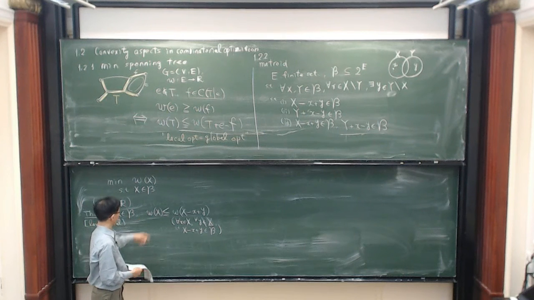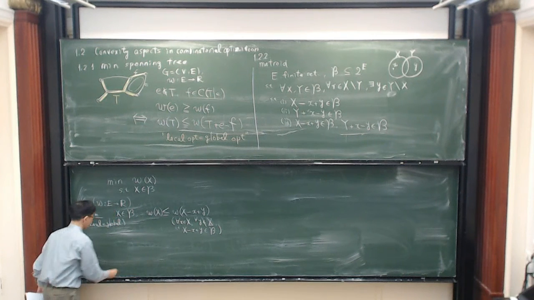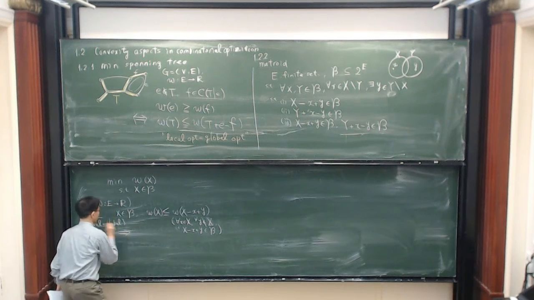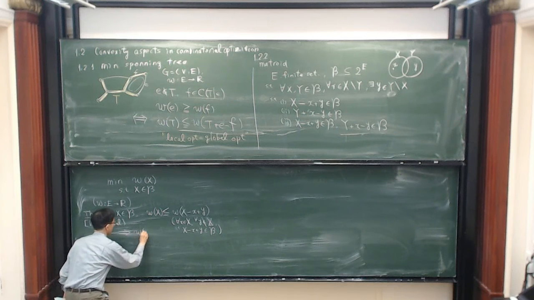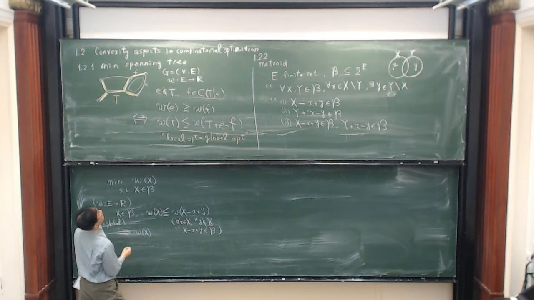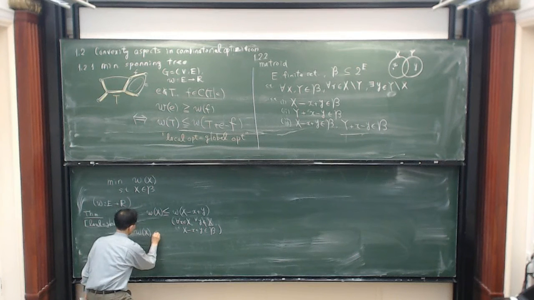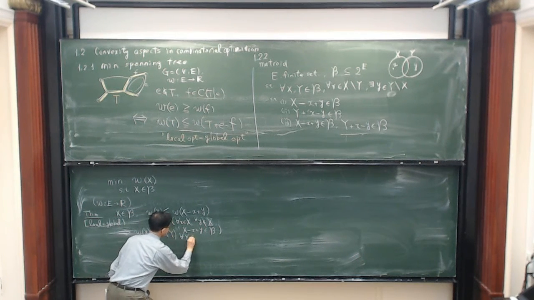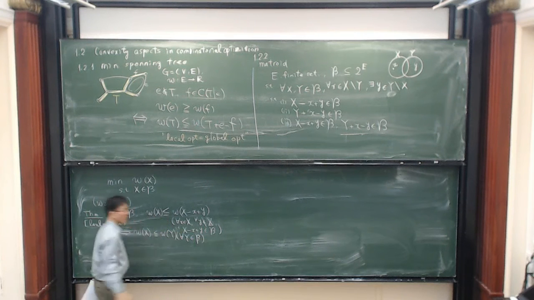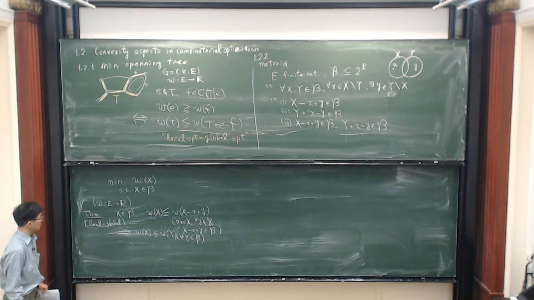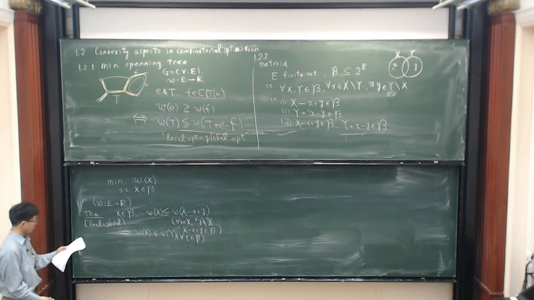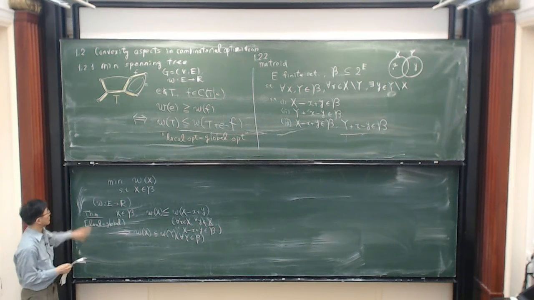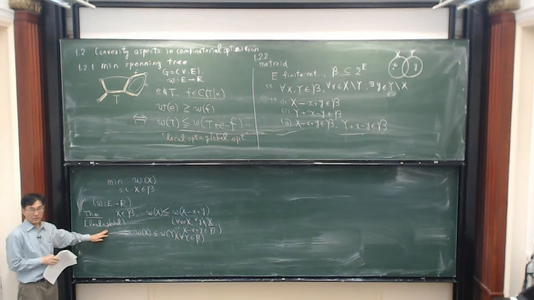If that is false, then x is also... Yes, you're right. Then W of x, well, how did I write? For any base, this is the global optimum. Now, so this is a local-global property.